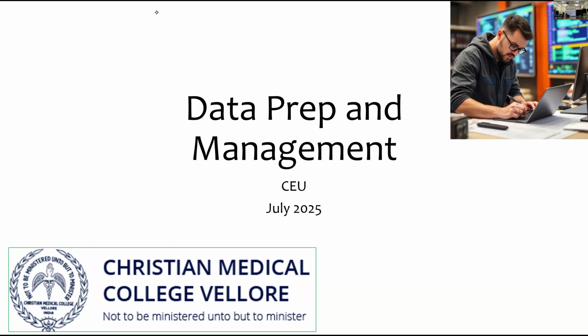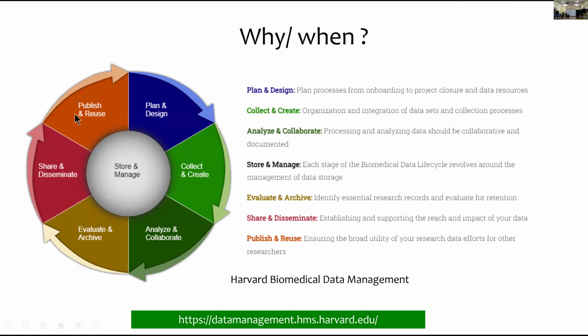So why are we doing this? Importantly, when you're planning research, the first step is to plan your research. That means a postgraduate will plan research, faculty will plan research. The second step is, once you've planned and gone to the institutional review board and got it approved, you will collect data and create a database. That means you'll create the data for your study.